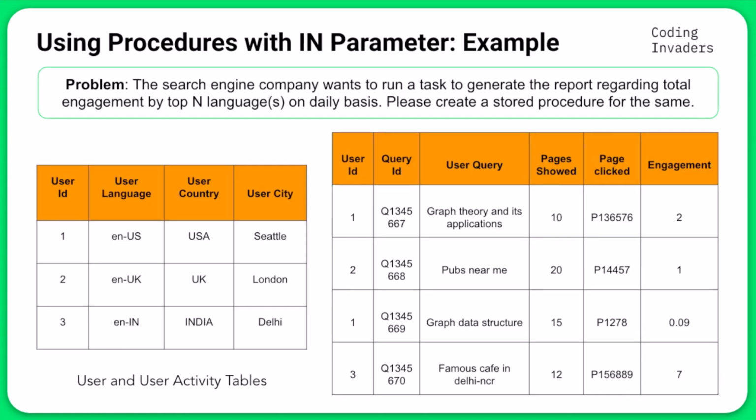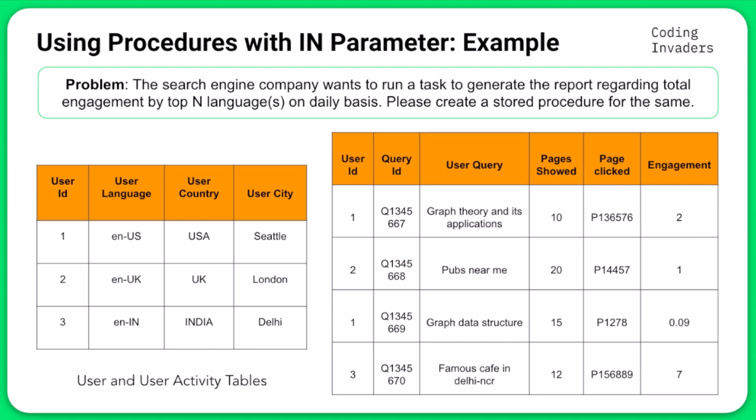Let's try to understand it by example. The problem statement here is that a search engine company wants to run a task to generate a report regarding total engagement by top N language on a daily basis. Please create a stored procedure for the same. Here we have two tables, the user table and the user activity table. In the user table, we have ID, language, country, city, the user details. And in the user activity table, we have the users' activity details.